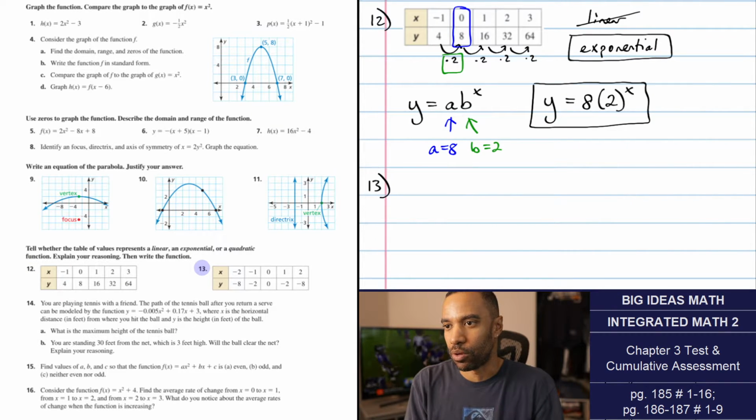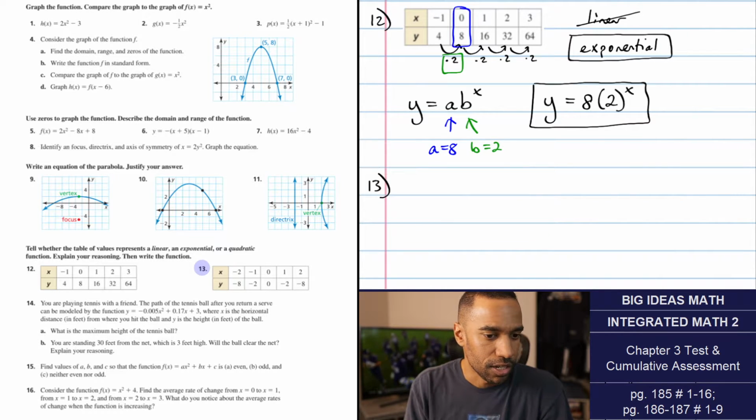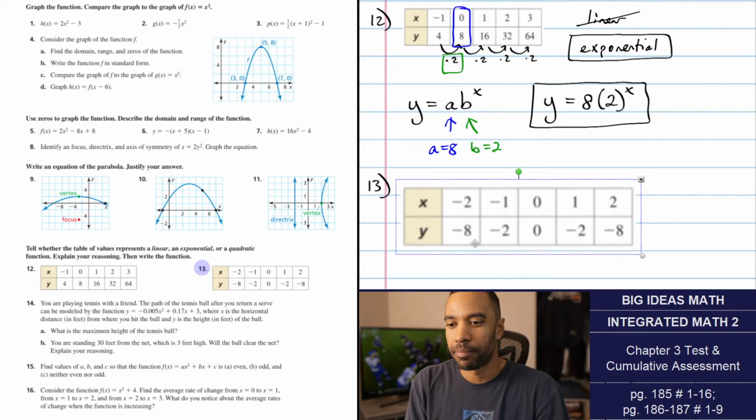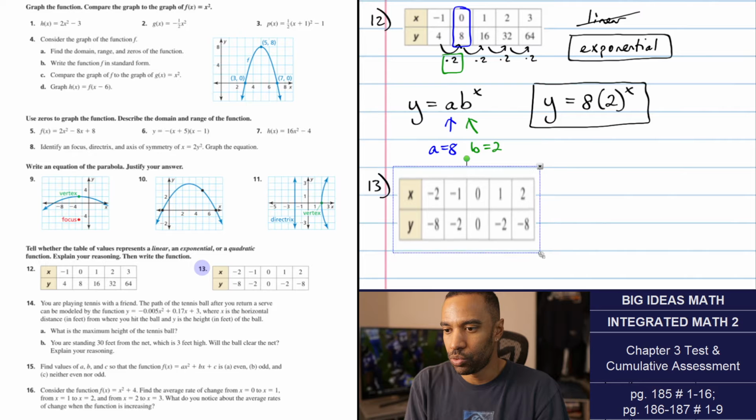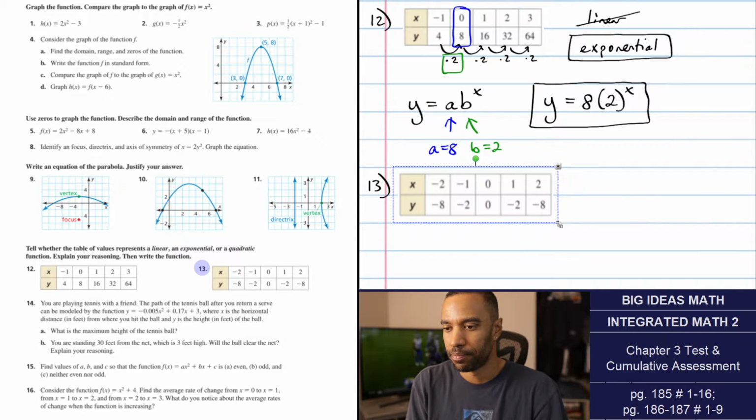X equals, excuse me, let me copy and paste this. Not x equals nothing. Your x values are these. Your y values are those. Hold on. There we go. Okay.